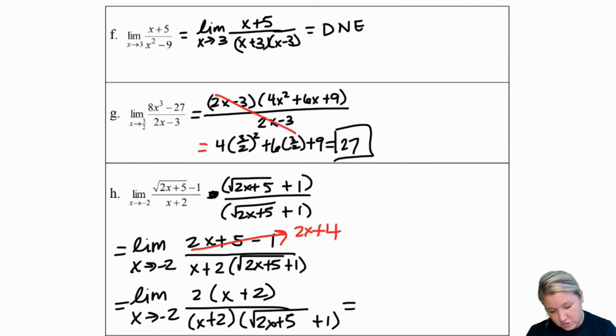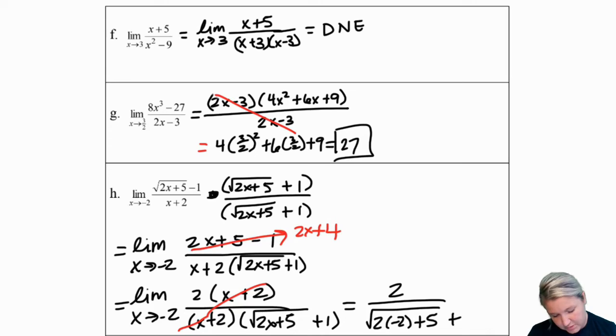And then these two divide out. Don't say cancel, remember. So I can now substitute in. I'm going to have 2 divided by the square root of 2 times negative 2 plus 5, and then plus 1. So this is going to go to 1. So 1 plus 1 makes 2. So I end up with 2 divided by 2, which is 1.